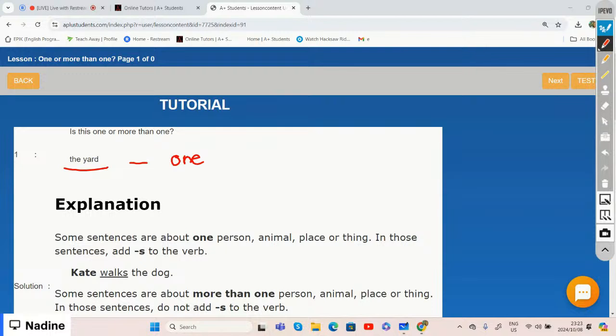So the yard only makes mention of one yard, not more than one yard. You see, when we look at these sentences, for example all these words, we just need to say if it is one, or we need to say if it is more than one. All right, let's go on to the next one.